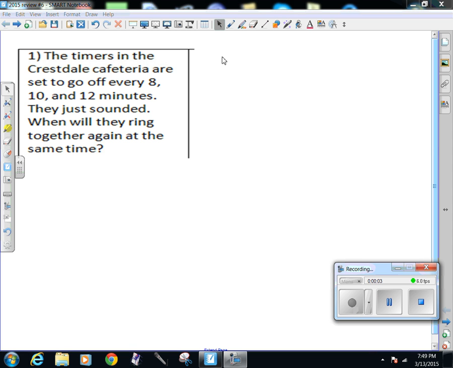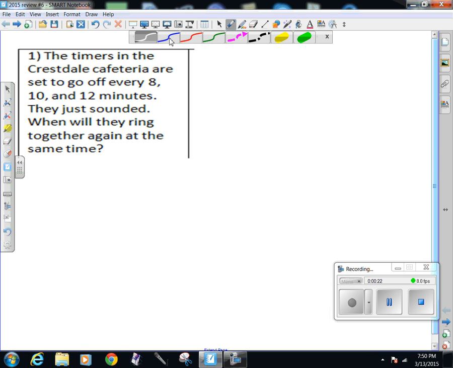Review math number 6. Question number 1 says, the timers in the cafeteria are set to go off every 8, 10, and 12 minutes. They just sounded. When will they ring together at the same time? So I'm trying to figure out when that's going to happen again. So I look at the 8, 10, and 12, and I realize that I have to be finding a multiple of these numbers. So I start with 8, 10, and 12.